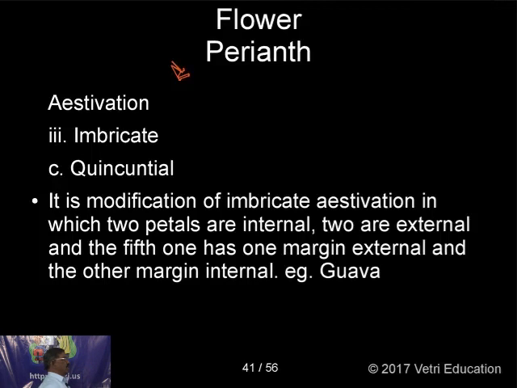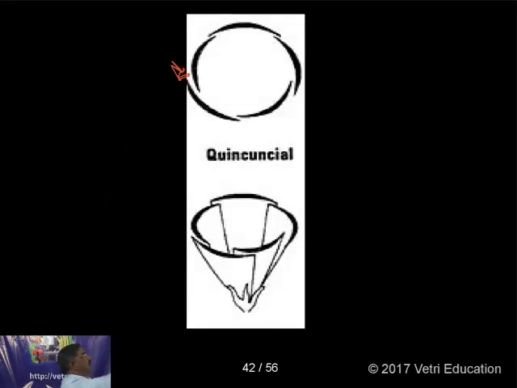Next one is the quincuncial. In imbricate, quincuncial is the modification of imbricate aestivation in which two petals are completely inside, two petals are completely outside, and one has one side inside and one side outside. This you can find in guava. See, you can have, so one petal is inside, another petal is also inside. So two petals are inside and two petals are outside, and one petal has one side inside. This is called quincuncial type of aestivation.